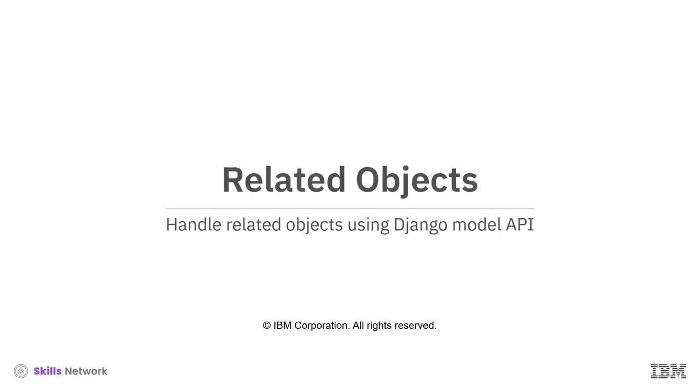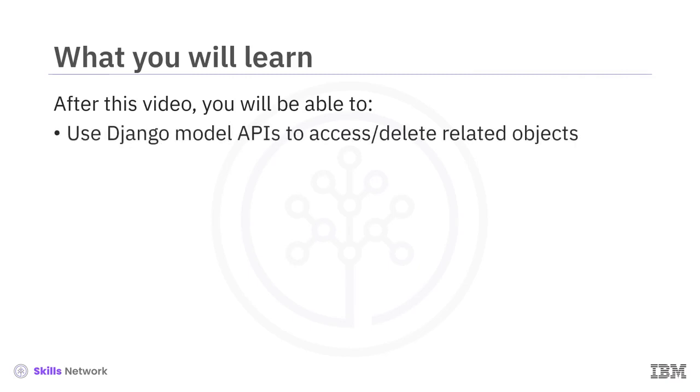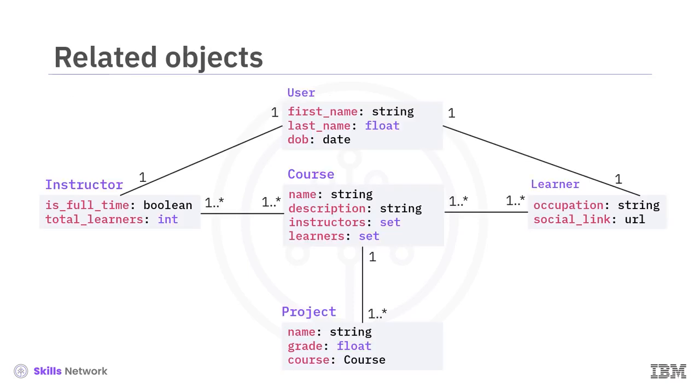Welcome to Related Objects. After watching this video, you will be able to use Django Model APIs to access and delete related objects. All our online course models are related. User has a one-to-one relationship with instructor and learner. Course has a many-to-many relationship with instructor and learner, and a many-to-one relationship with project. We'll show you how to handle these related models using Django Model APIs.